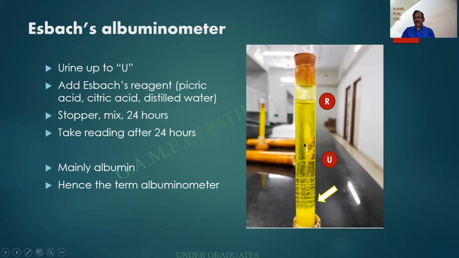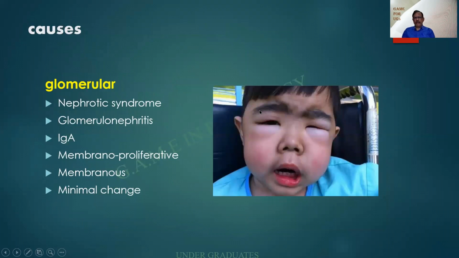It is inverted and then placed in a stable position for a period of 24 hours. After that, you find that the precipitate gets settled down and I can make a reading. This is called the Esbach's albuminometer. And why is it yellow in color? Because it contains picric acid. It is called albuminometer mainly because it measures albumin.